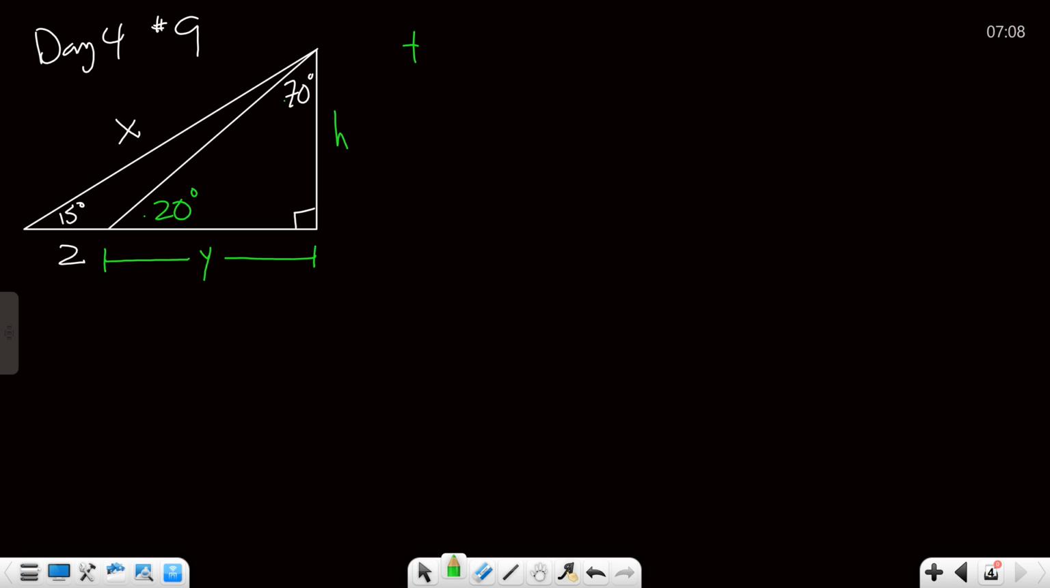Okay, so let's set up some equations and see if we can get those to come together. I know that the tangent of 20 degrees is equal to h over y. And I know that the tangent of 15 degrees is equal to h over 2 plus y. Now, if I solve this whole business, I will end up with h and y. That still doesn't give me the value of x, but it will allow me to set up a simple triangle trig problem using x.